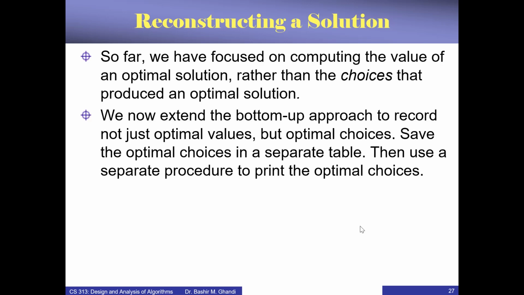We now extend the bottom-up approach, the algorithm that we developed for the bottom-up approach, to record not only the optimal values, but also the optimal choices. We're going to save these optimal choices in a separate array. Then we use a separate procedure to print the optimal choices. This is the idea. Having found that the revenue for a particular length is a certain amount, the question is which cuts give you that amount.